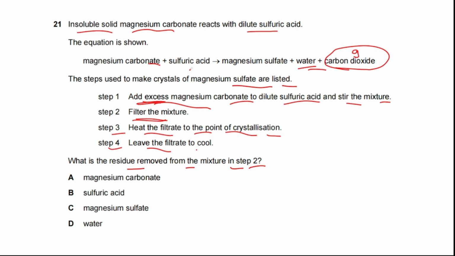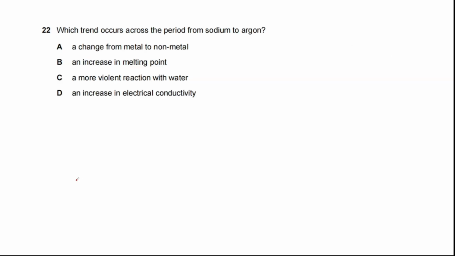So after all the sulfuric acid is used up by reacting with the magnesium carbonate, the excess magnesium carbonate is going to be left in that solution, which is taken out in step 2 after filtering. So magnesium carbonate will be there as the residue. So option A is the correct answer.